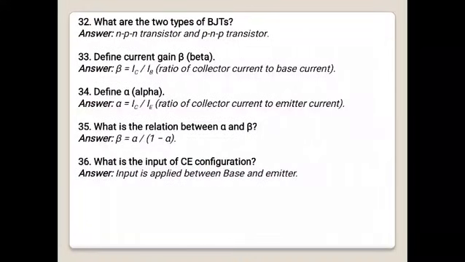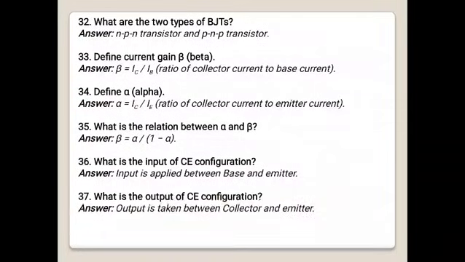What is the input of common emitter configuration? Answer. Input is applied between base and emitter. What is the output of common emitter configuration? Output is taken between collector and emitter.